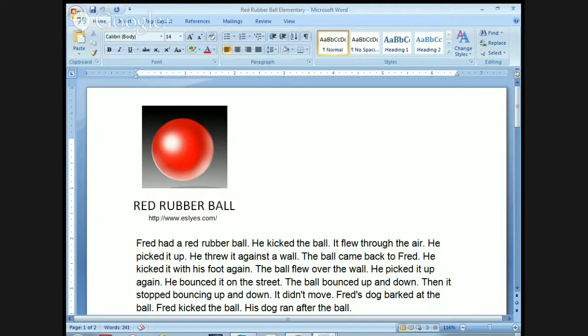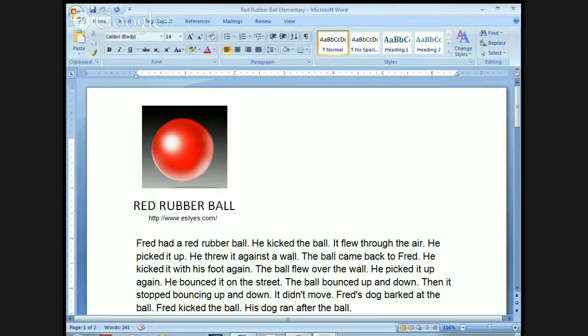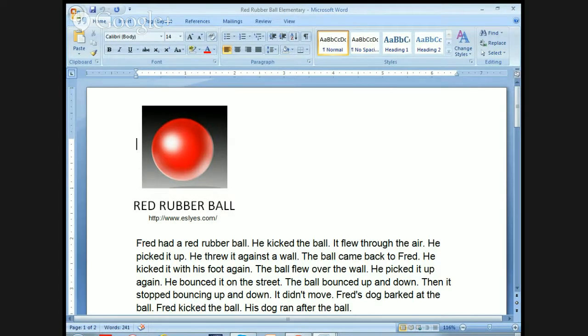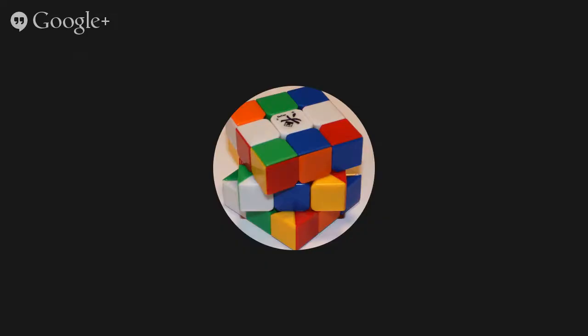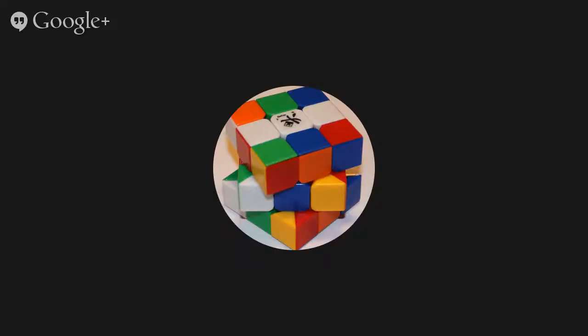And where did the ball go? To the wall. Did the ball go through the air? Yes, it flew through the air. Did Fred throw the ball against the wall? Yes, he did. Did the ball come back to Fred? Yes, the ball came back to Fred.